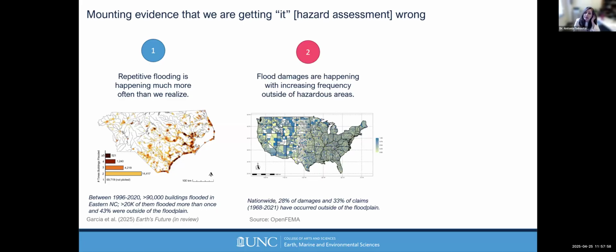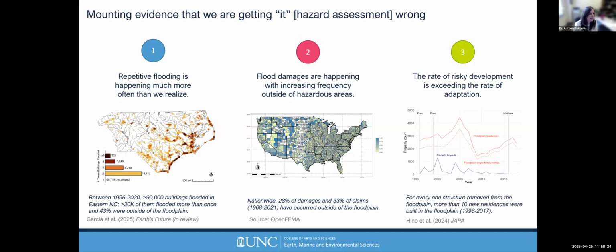Flood damages are also happening with increasing frequency outside of hazardous areas. Hamed also said something about this, but nationwide, about a third of all damages and a third of all insurance claims have occurred outside the floodplain since 1968. And in certain areas, these numbers are even higher. So in some work that we did in Houston, in some watersheds, you're finding upwards of 75 or 80% of damages are occurring outside the floodplain. And again, these are the areas we designate as high hazard.